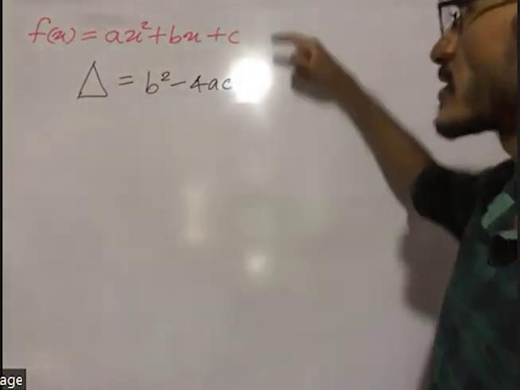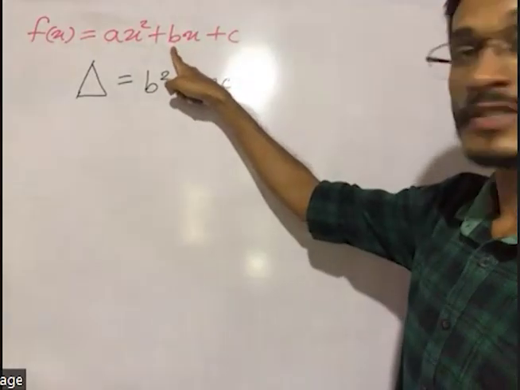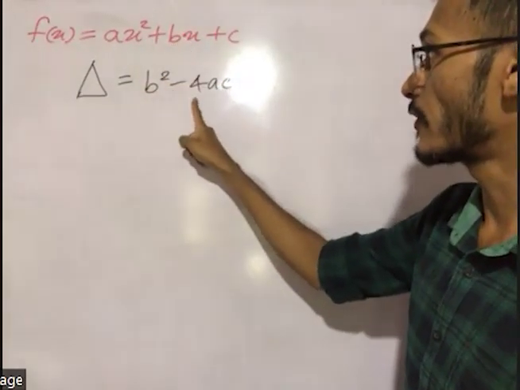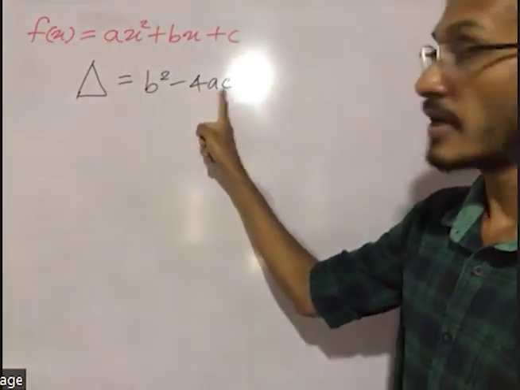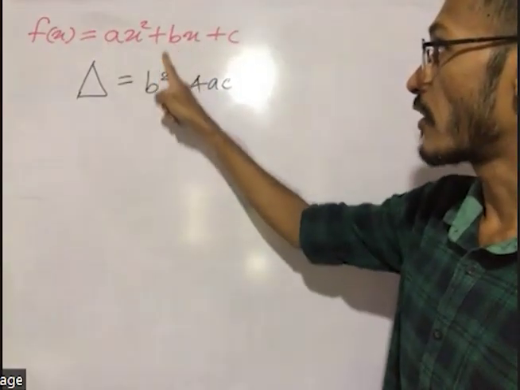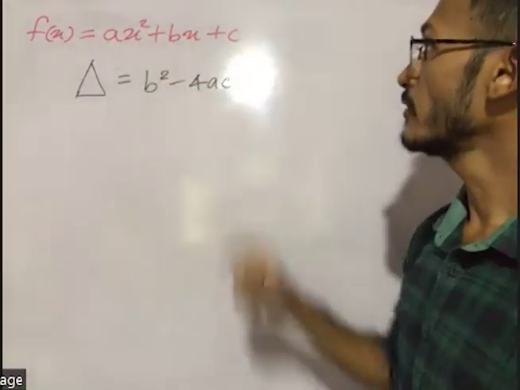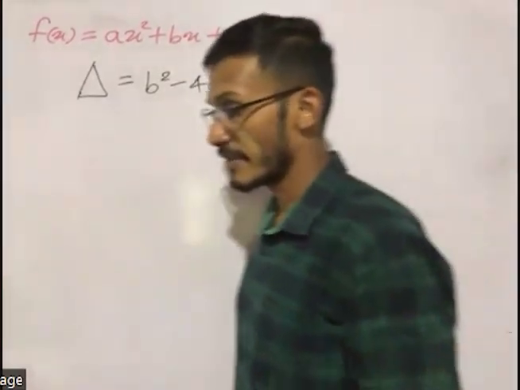So if you consider this function, b square means the square of the coefficient of x, minus 4 times the coefficient of x square term into the constant. I will tell that again: delta equals the square of the coefficient of x minus 4 into the coefficient of x square into the constant term. From that you can find the determinant or delta value.